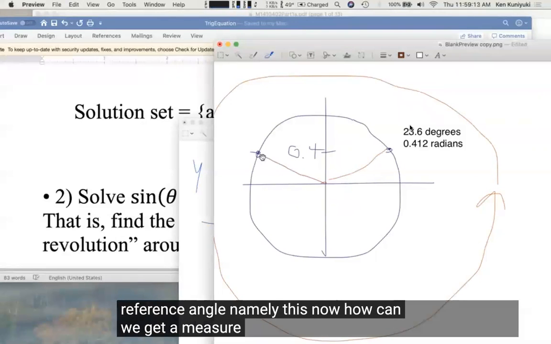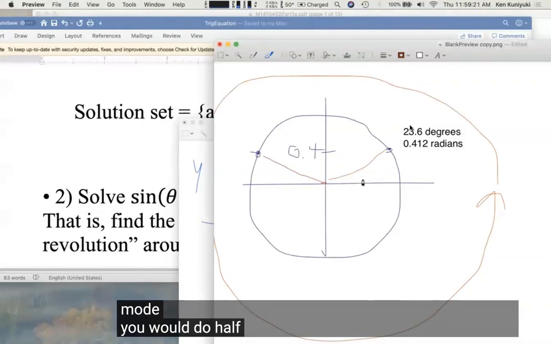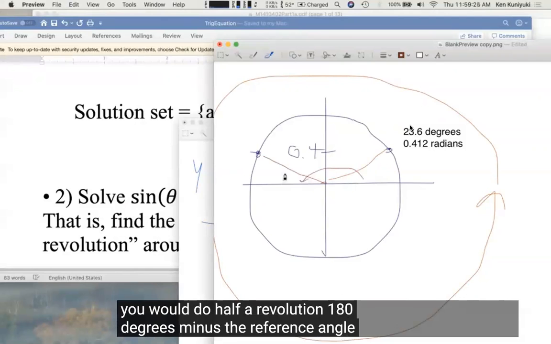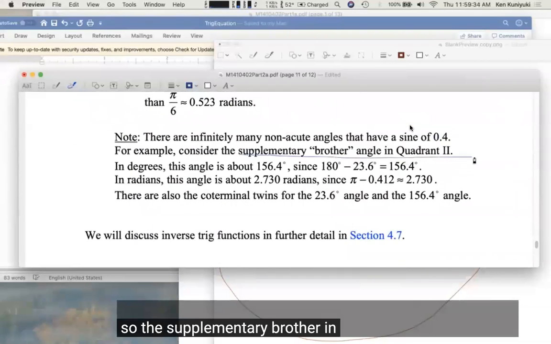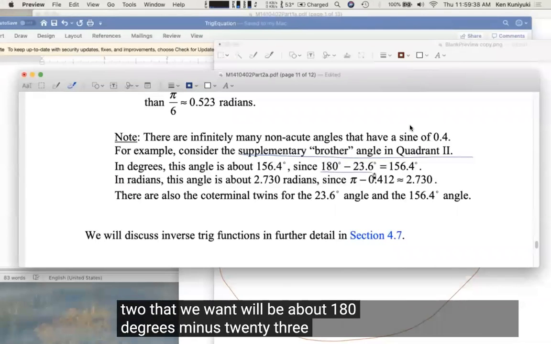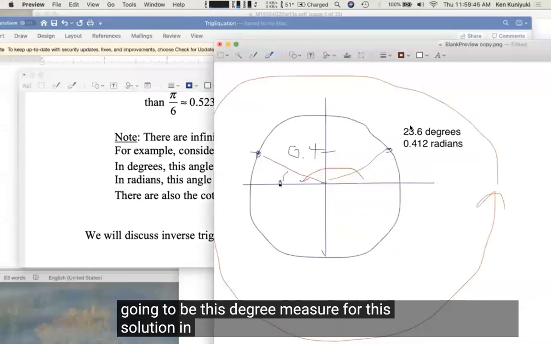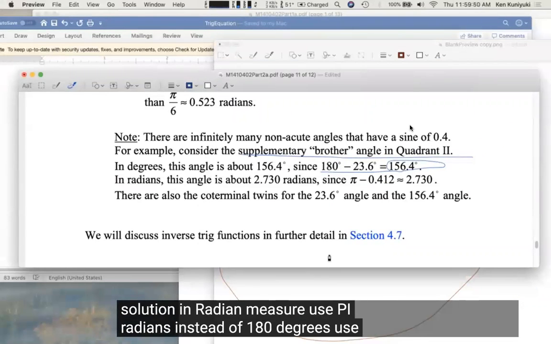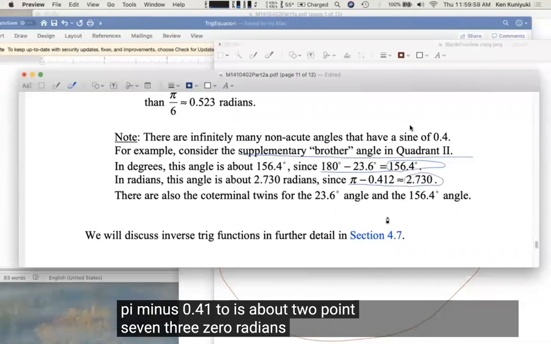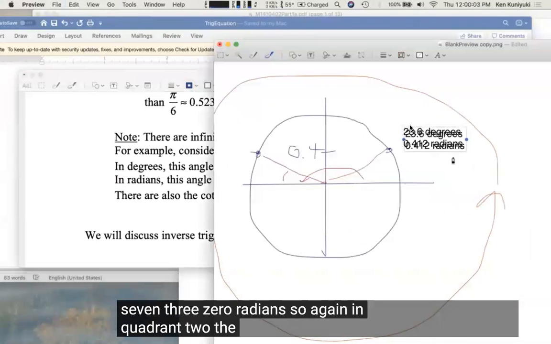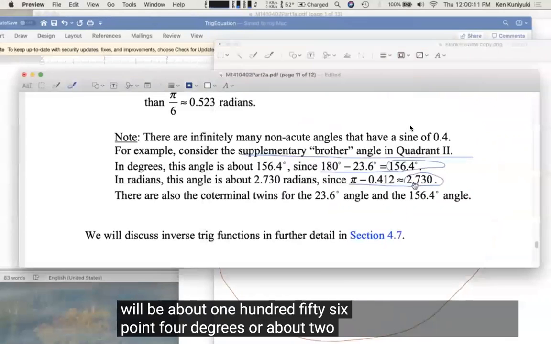Now, how can we get a measure for this supplementary angle in quadrant 2? Well, in degree mode, you would do half a revolution, 180 degrees, minus the reference angle, which was the 23.6 degrees. So the supplementary brother in quadrant 2 that we want will be about 180 degrees minus 23.6 degrees. That's about 156.4 degrees. In radian measure, instead of 180 degrees, you use pi radians to represent the half revolution. Pi minus 0.412 is about 2.730 radians. So again, in quadrant 2, the solution that we want will be about 156.4 degrees, or about 2.730 radians.